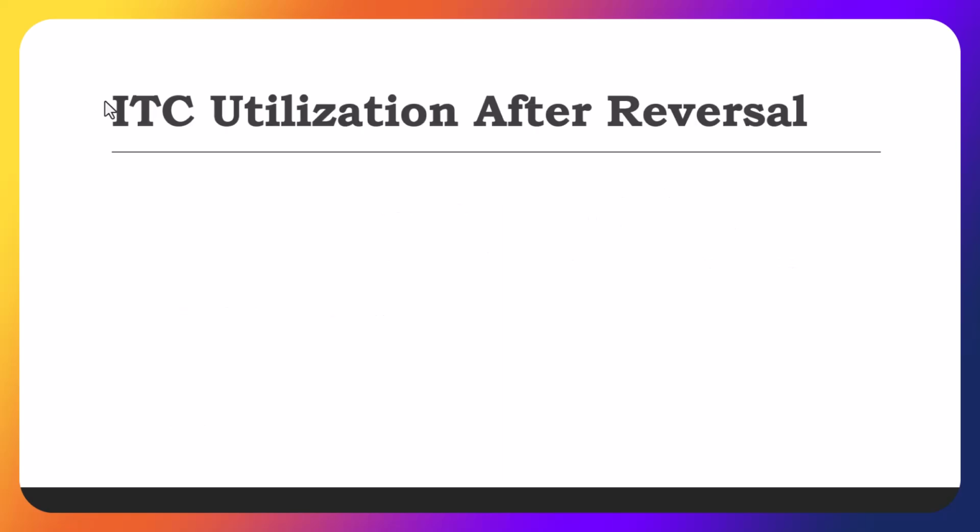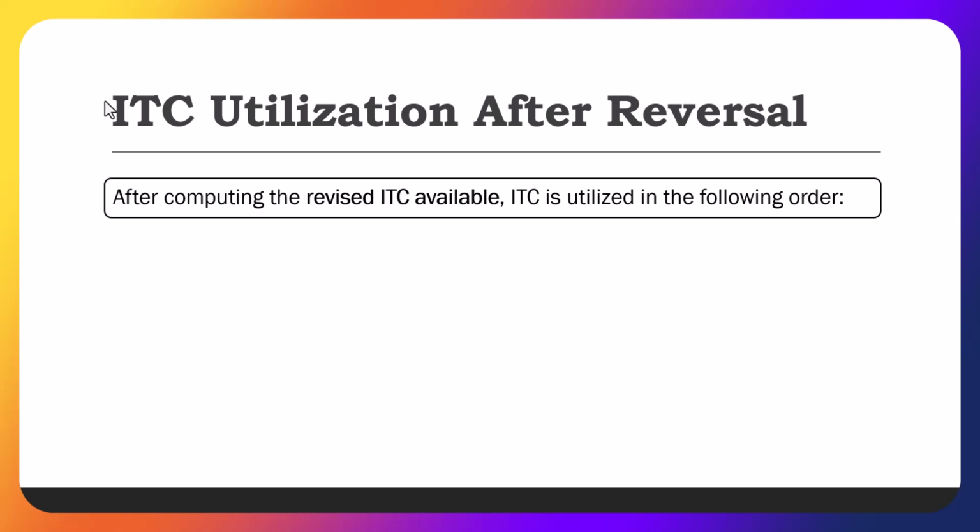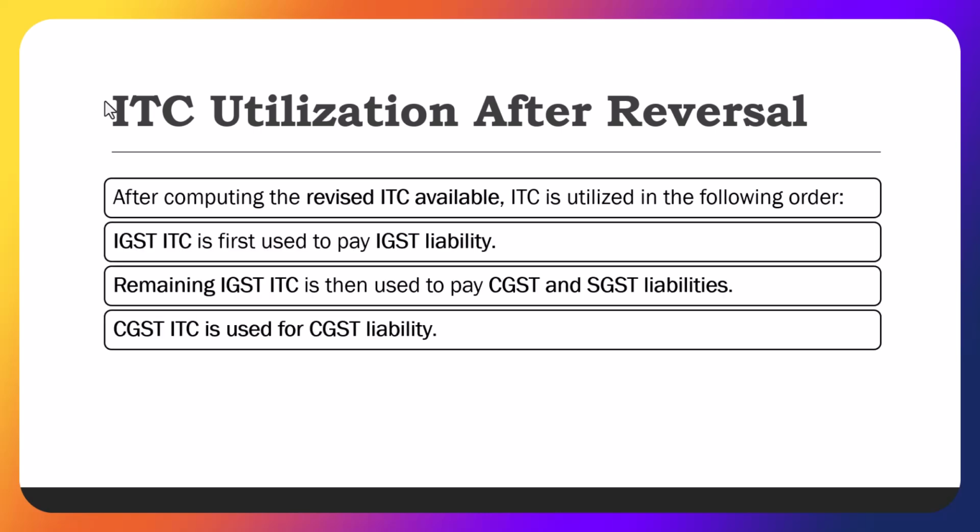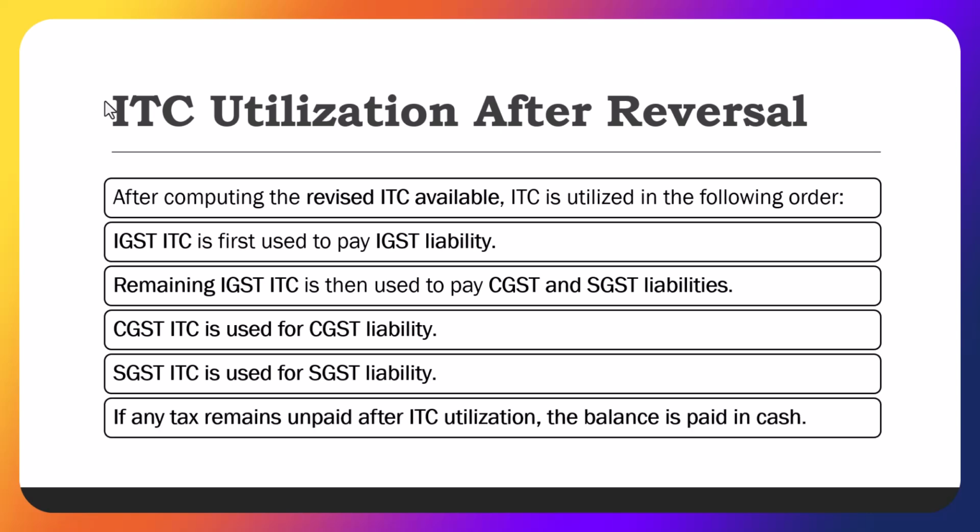Okay, so yeah, can you read, Srishti? Yes, sir. ITC utilization after reversal. After computing the revised ITC available, ITC is utilized in the following order. IGST ITC is first used to pay IGST liability. Remaining IGST ITC is then used to pay CGST and SGST liabilities. CGST ITC is used for CGST liability. SGST ITC is used for SGST liability. If any tax remains unpaid after ITC utilization, the balance is paid in cash.